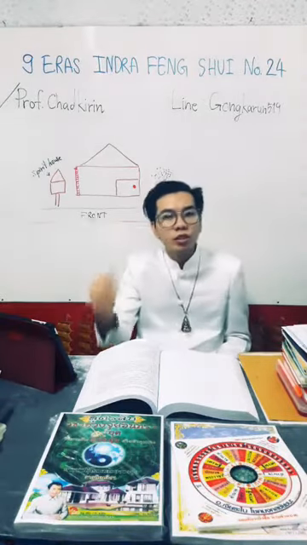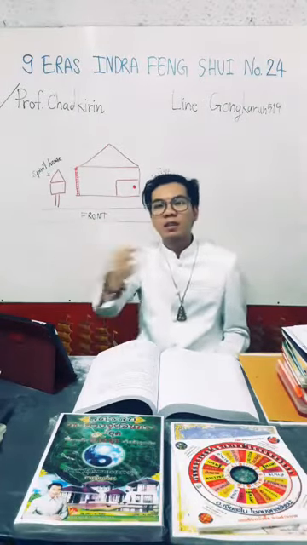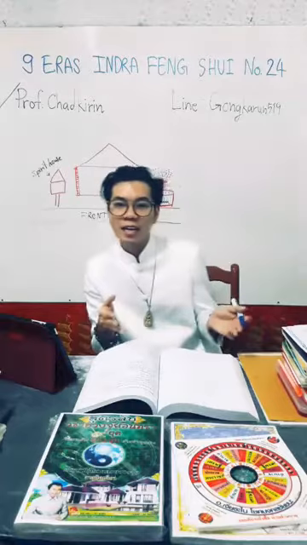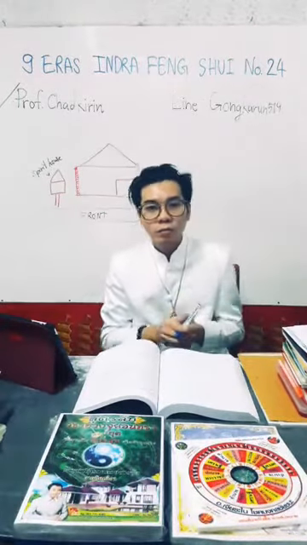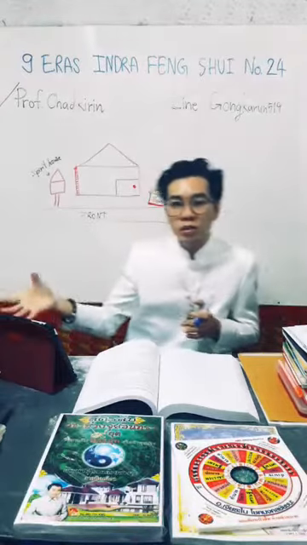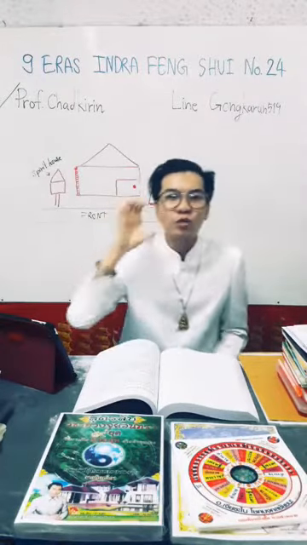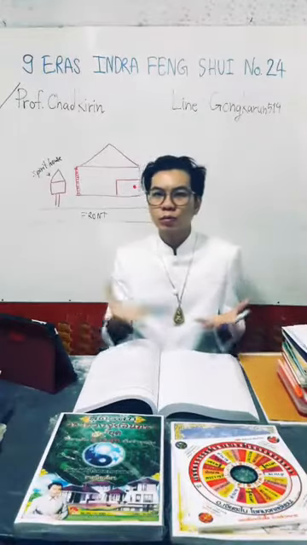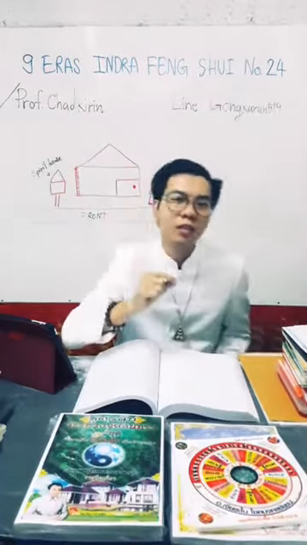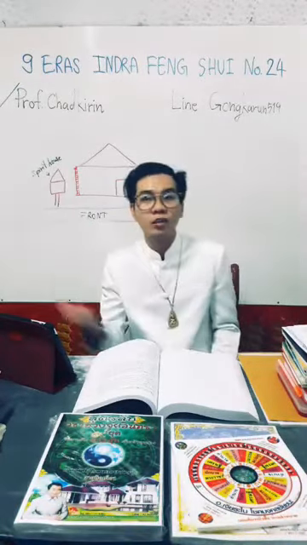You have to know the advantages and disadvantages and the character of any place. In some places you can put something on the right-hand side or the left-hand side, because the direction is different. But today I will explain how to manage the basic front side, which you choose and decorate by yourself with Nine Era Indra Feng Shui.